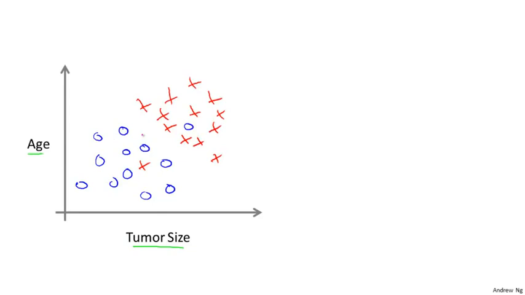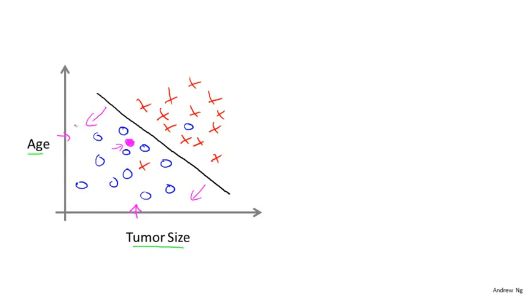So let's say you have a friend who tragically has a tumor, and maybe their tumor size and age falls around there. So given a data set like this, what the learning algorithm may do is fit a straight line to the data to try to separate out the malignant tumors from the benign ones. And so the learning algorithm may decide to fit a straight line like that to separate out the two classes of tumors. And with this, hopefully the learning algorithm will say that your friend's tumor falls on this benign side and is therefore more likely to be benign than malignant.